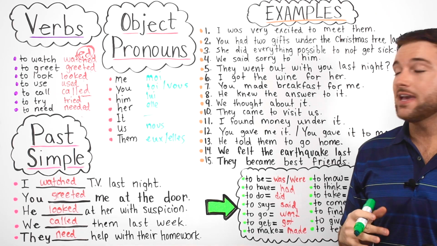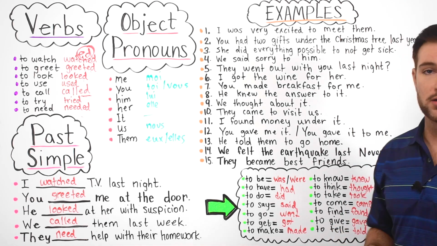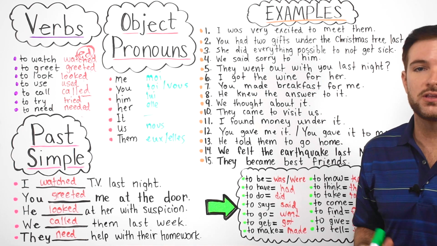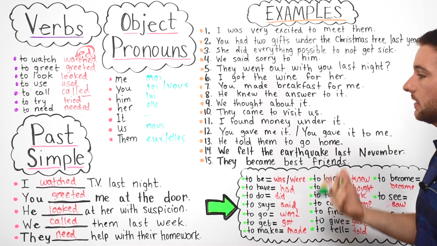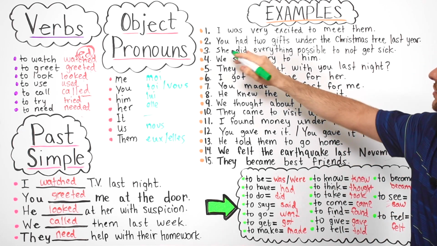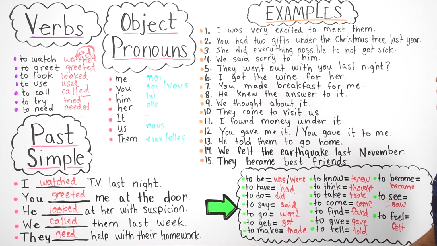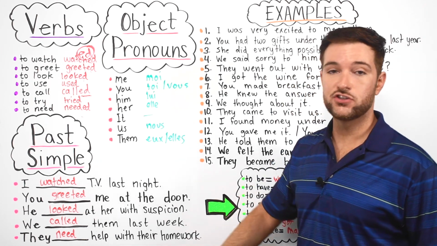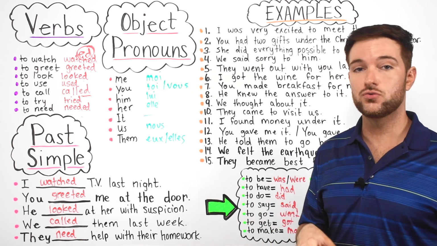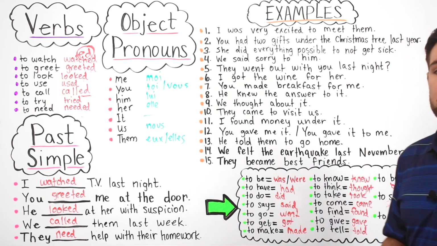J'étais vraiment ému de les voir. I was excited to see them. I was excited to meet them. You could say. You had 2 gifts under the Christmas tree last year. Tu avais 2 cadeaux sous l'arbre de Noël l'an passé.